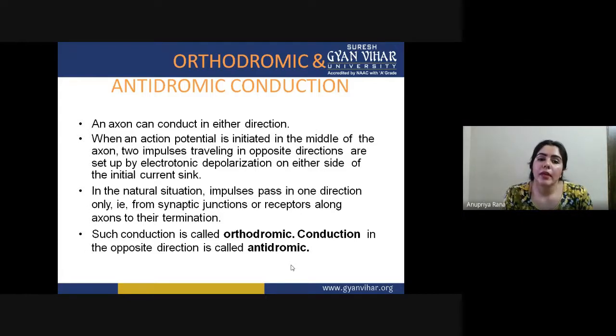Now, orthodromic and antidromic conduction can also conduct in either direction of the axon. When the action potential is initiated in the middle of the axon, two impulses travel in opposite directions, set up by electronic depolarization on either side of the initial current sink. In the natural situation, the impulse passes in one direction only, from the synaptic junction or receptor along the axon to the termination. Such conduction is called orthodromic conduction. Conduction in the opposite direction is called antidromic conduction.